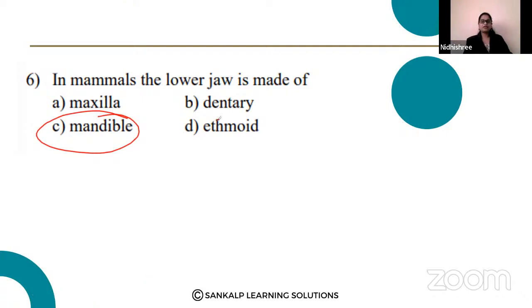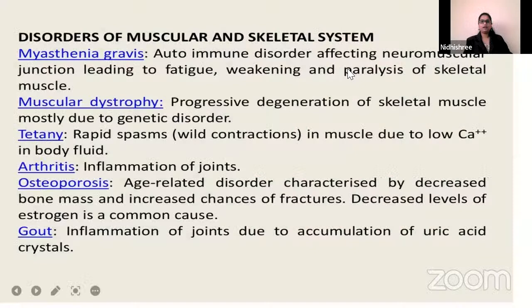Sorry. Let us brush up a few concepts now. Just a minute. Okay, Bhuvana. Fine. So disorders of muscular and skeletal system. Kanchana Raj, can you read out the slide, please?